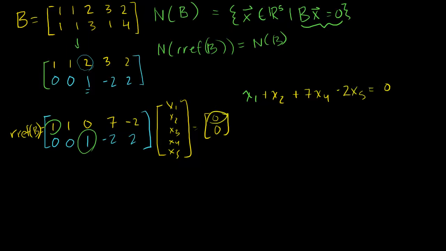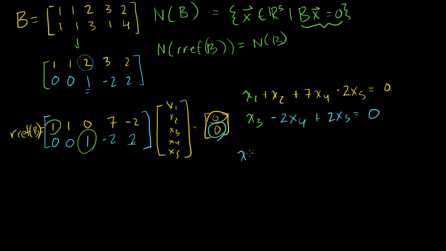And then I get this is x3, right? 0 times x1 plus 0 times x2 plus 1 times x3. So I get x3 minus 2 times x4, plus 2 times x5 is equal to that 0 right there. And then these are our free variables. We can set them equal to anything. If we solve for our pivot variables, what do we get?